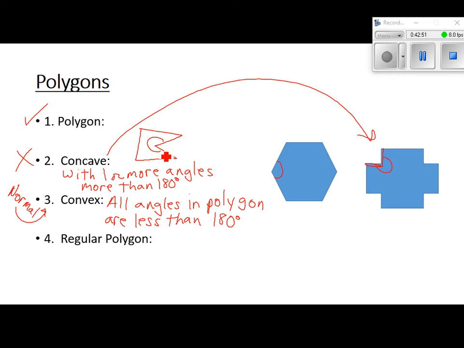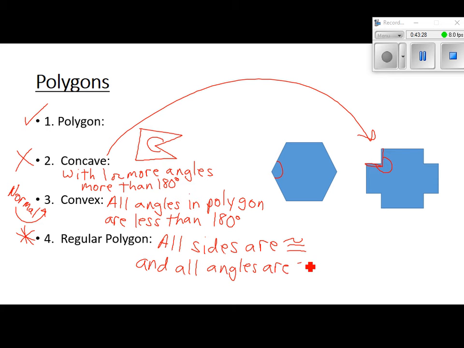Regular. Anybody have any idea what a regular polygon might be? All right, so watch closely. This is very, very important. You need to know this all year long, because when I say a regular hexagon, you got to know that that tells you a lot of information about that hexagon. A regular hexagon would mean all sides are congruent and all angles are congruent.